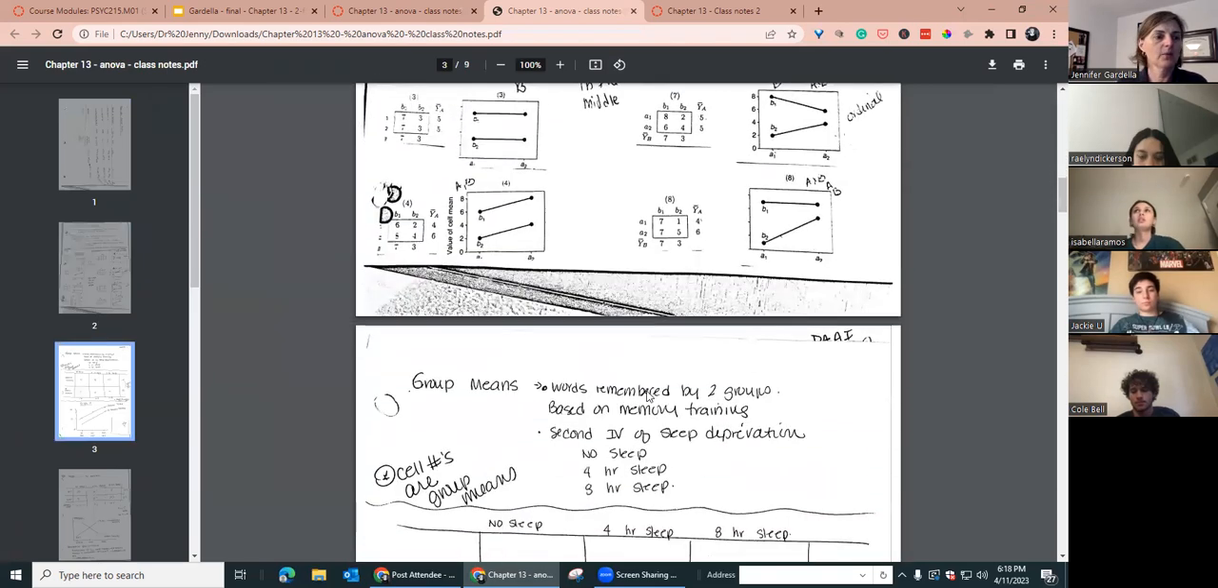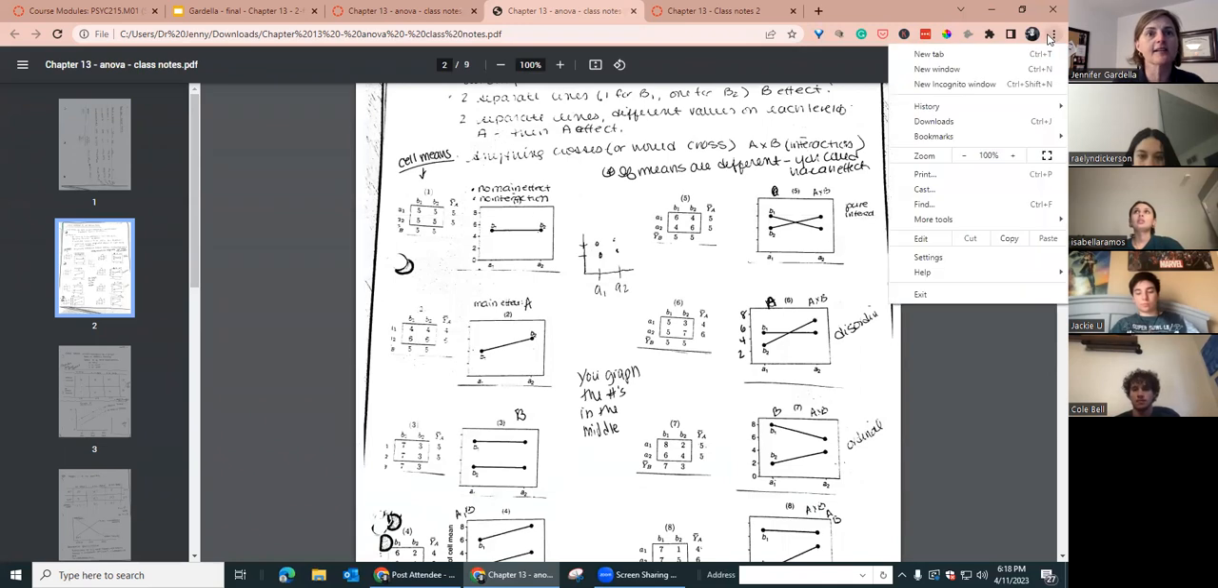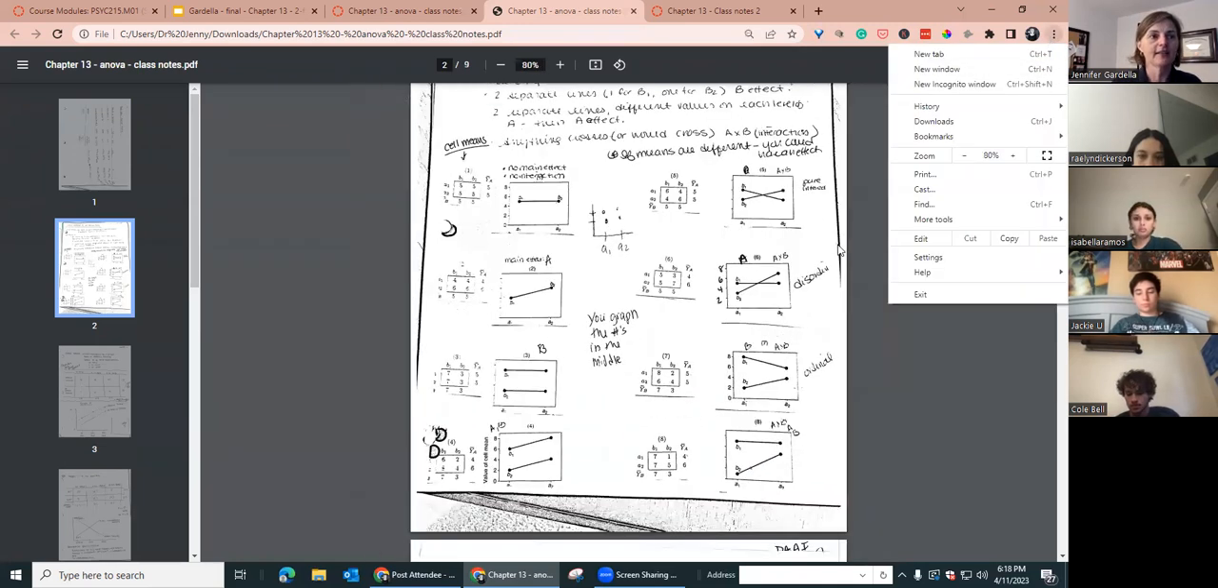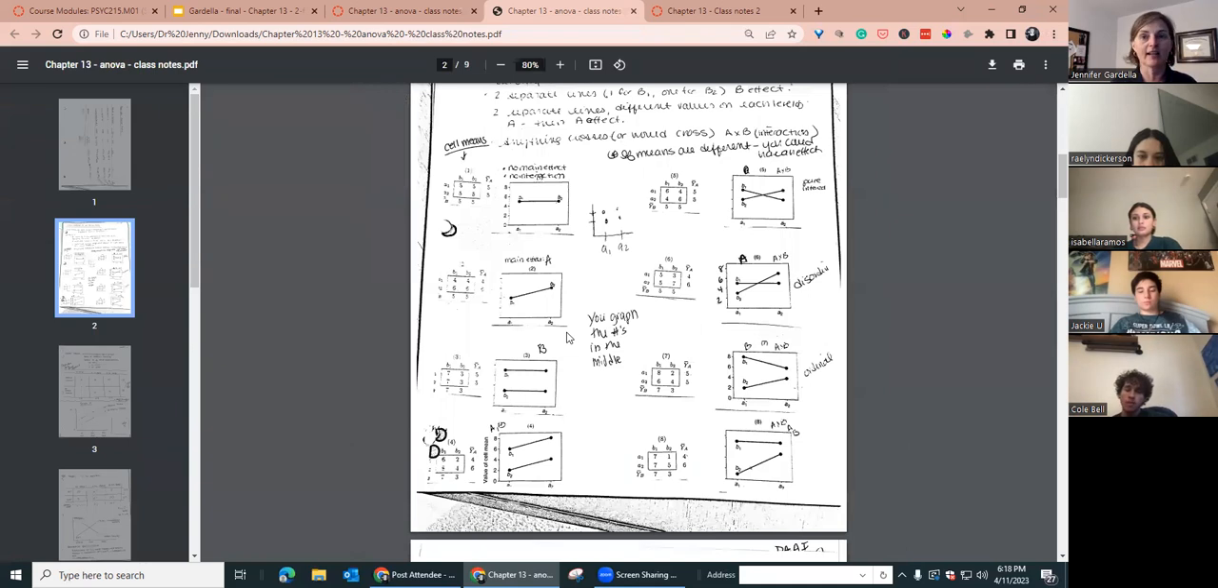Now, what I want to talk to you a little bit about now, because the big piece of ANOVA is the interactions. So this is another page in the printout that I've left for you. You can see it's kind of messy because all I wanted to do is fit it on one page, so it's super easy.